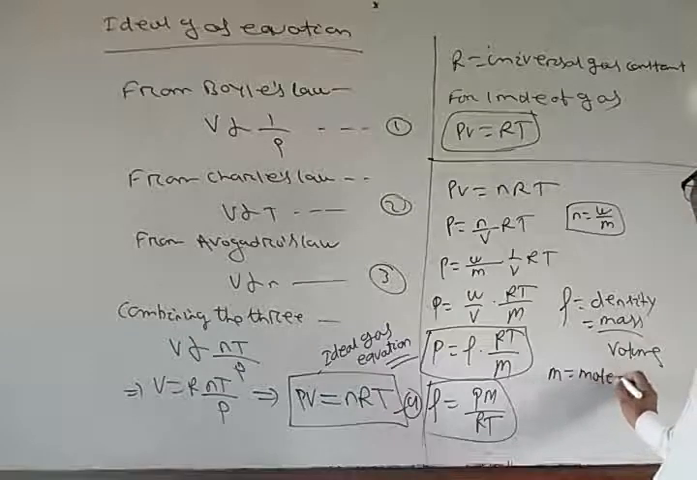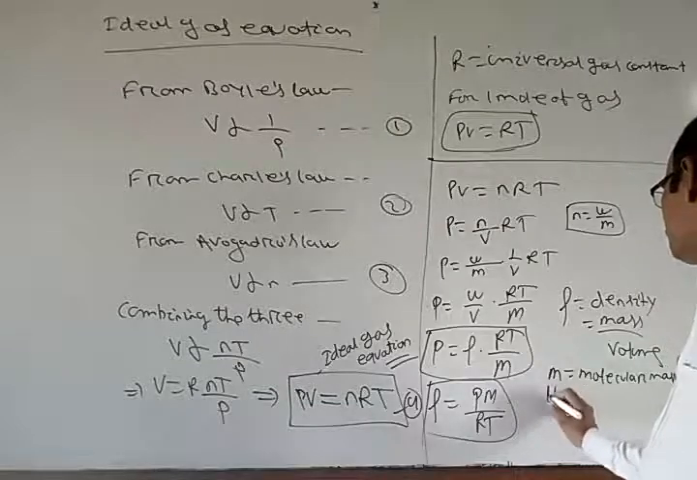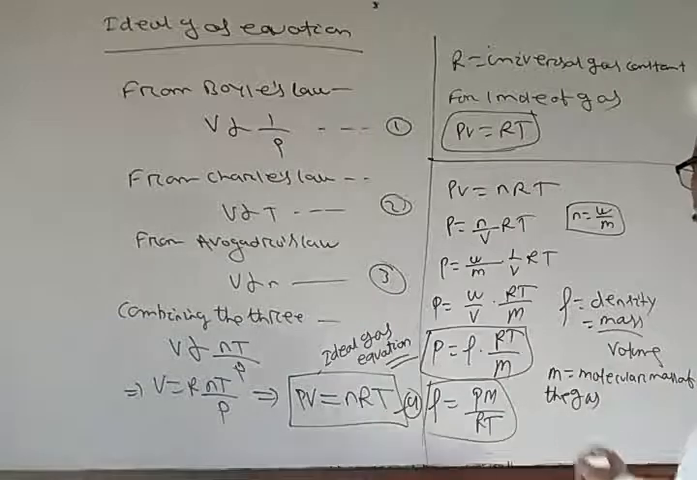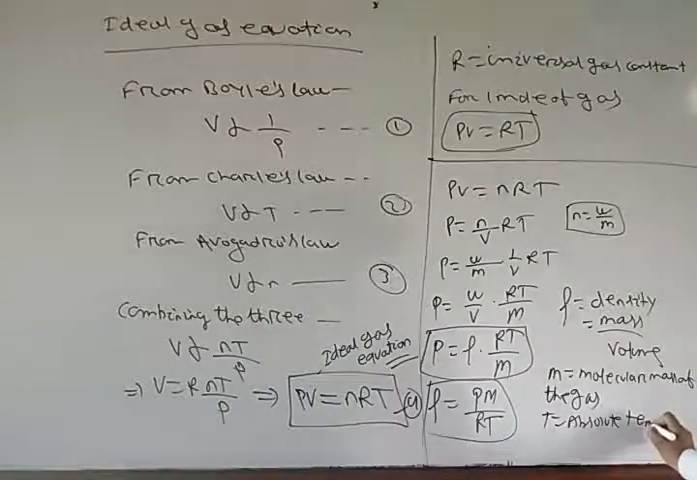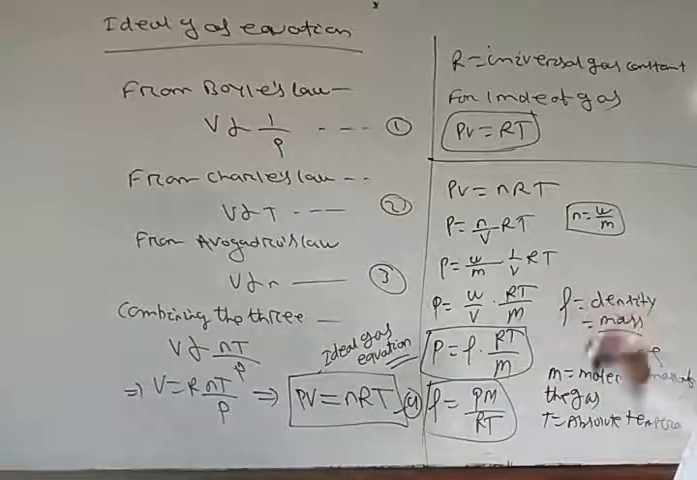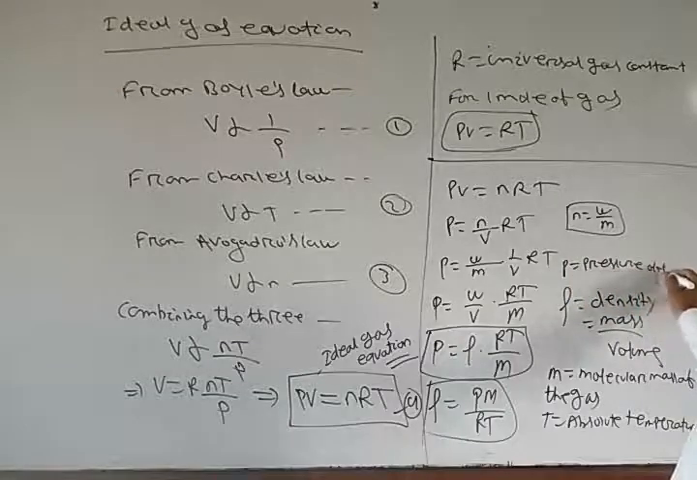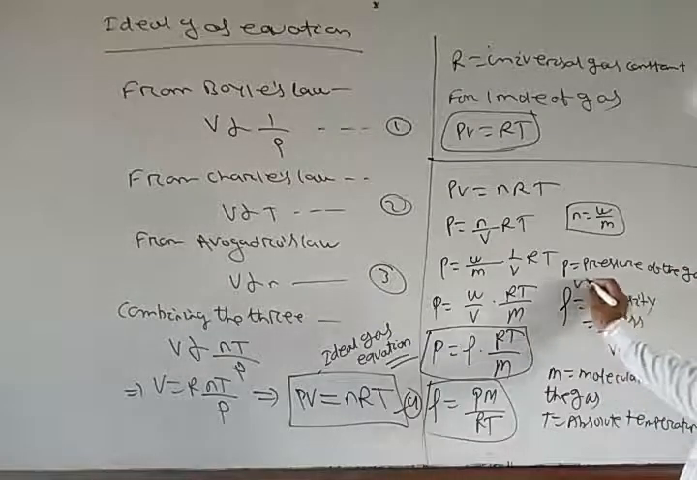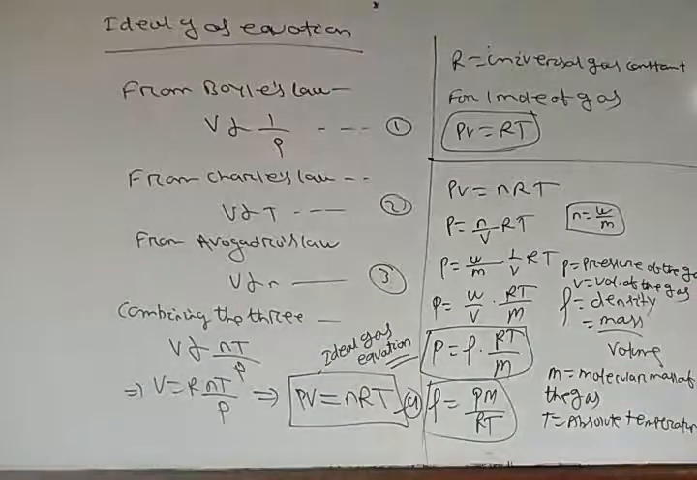Here M is the molecular mass of the gas, T is the absolute temperature, rho is the density, P is the pressure of the gas, and V is the volume of the gas. So this is about the ideal gas equation.